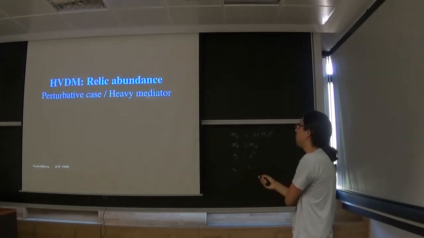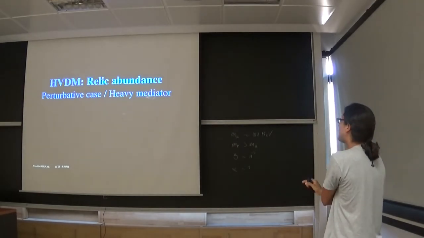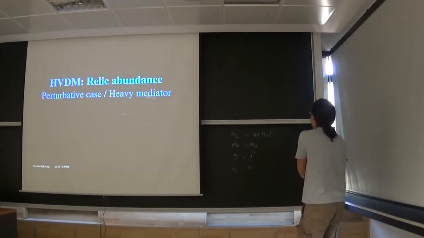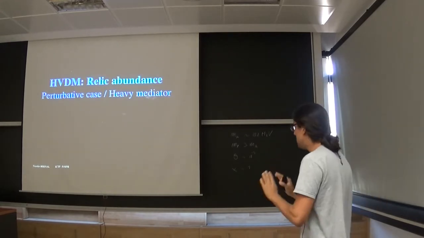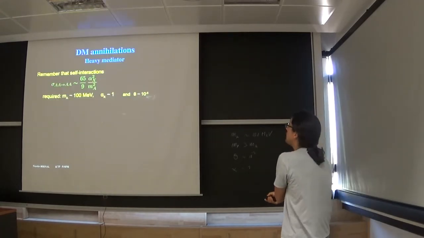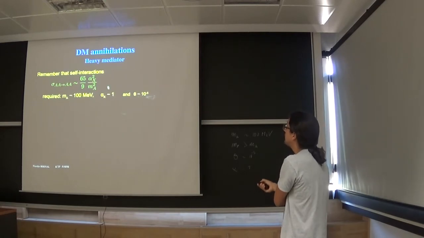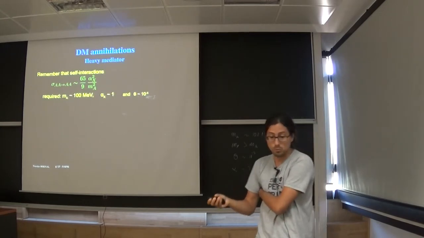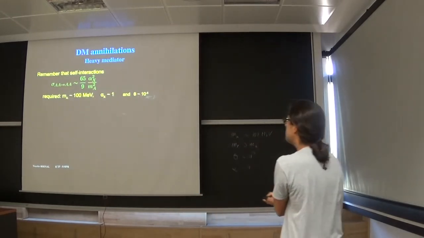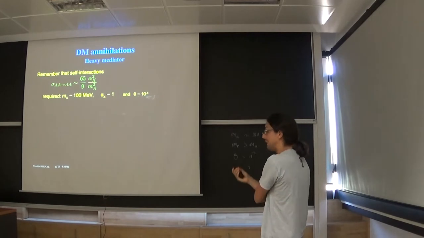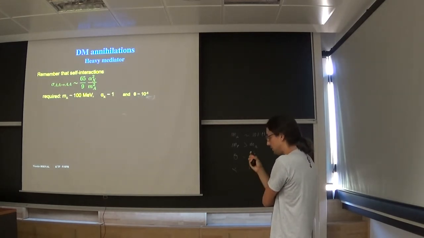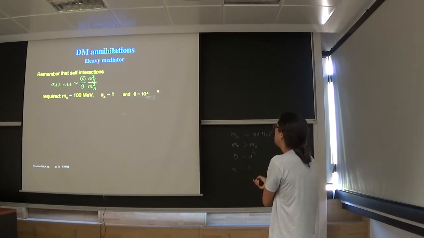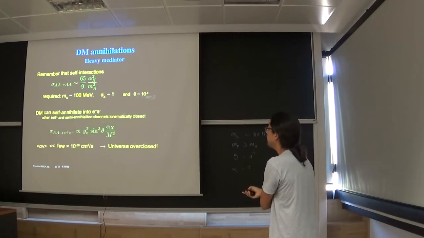Right, but here I want to focus on the first case, on the perturbative case when the mediator is heavy, and where we have all these conditions just by imposing the self interactions, nothing else. So in this case, as I told you, the cross section would be something like this, and these require masses of the order of dozens of MeVs, and sizable couplings in the gauge sector, so in the dark matter sector, and a very small portal, right?